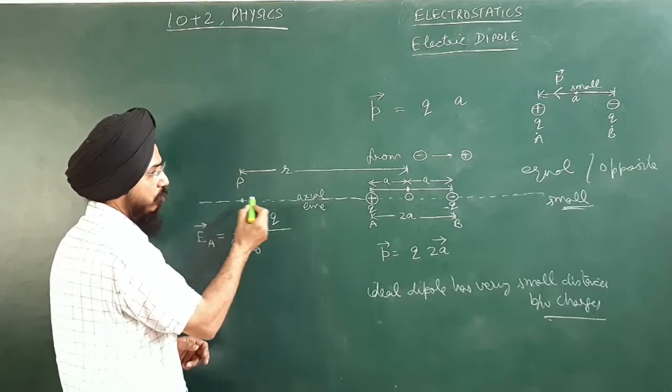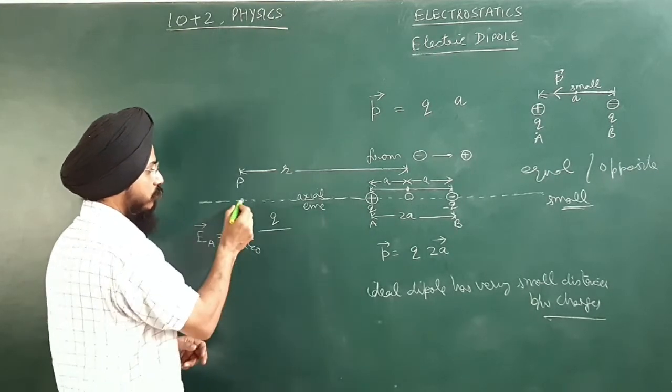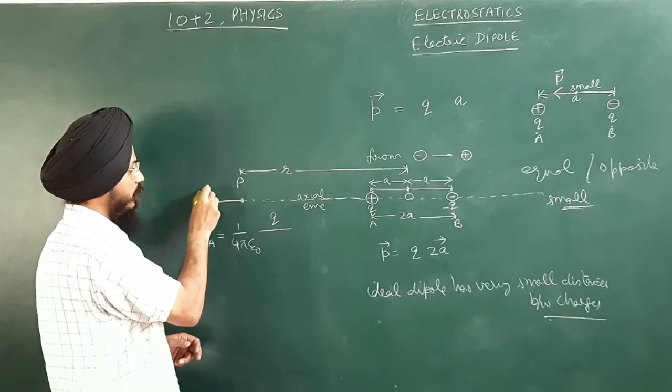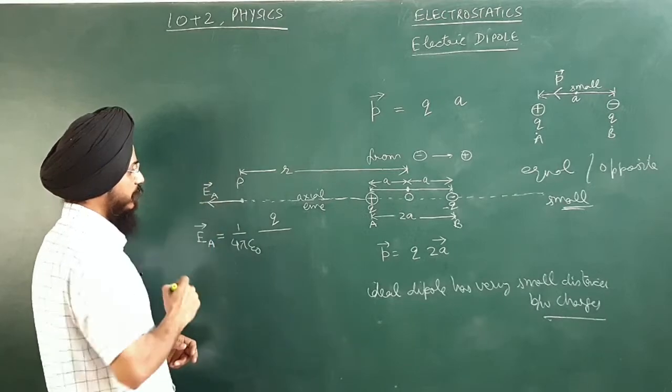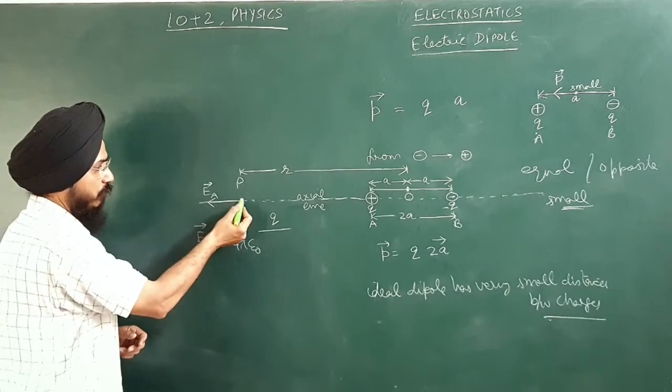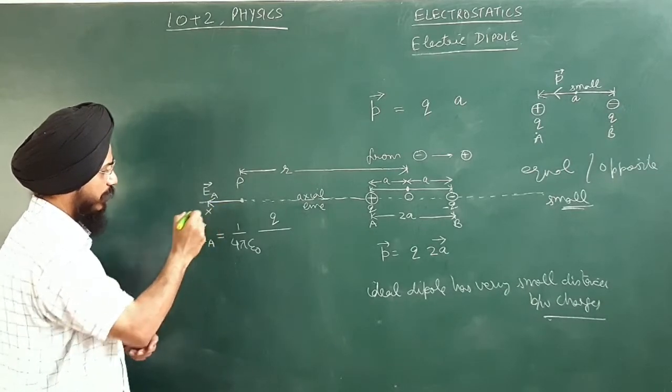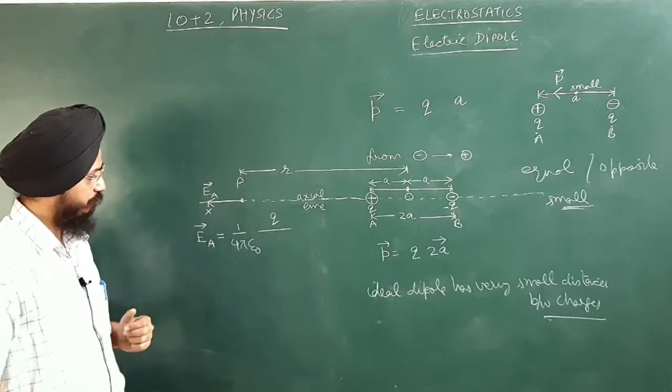Now, if there is a test charge placed at this point P, where will it go due to this positive charge? As the test charge is positive, it will go away from it. So EA will be like this. The direction of EA will be from P to the left side. Assume here a point X, so we can write along PX.